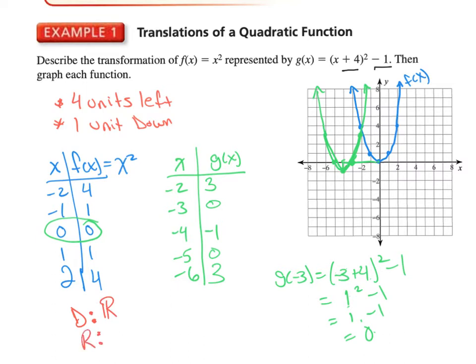Your range is how high does your function go. So we know the lowest it goes is right here. That's the lowest it goes, and then it gets higher and higher and higher. So that depicts y is greater than or equal to -1. So that is our range. Remember, range describes your y values. So this is the domain and range for g of x.